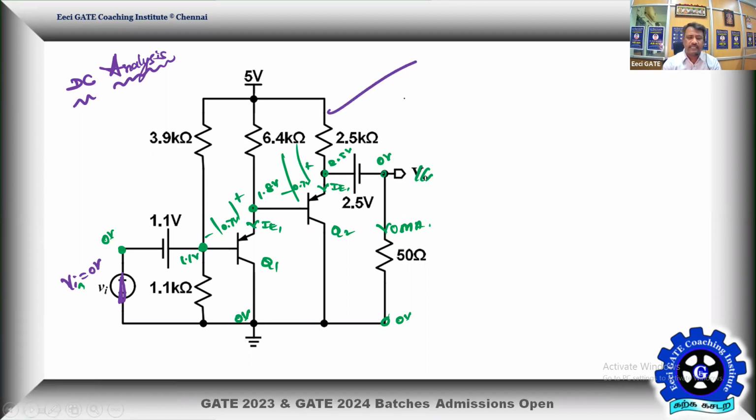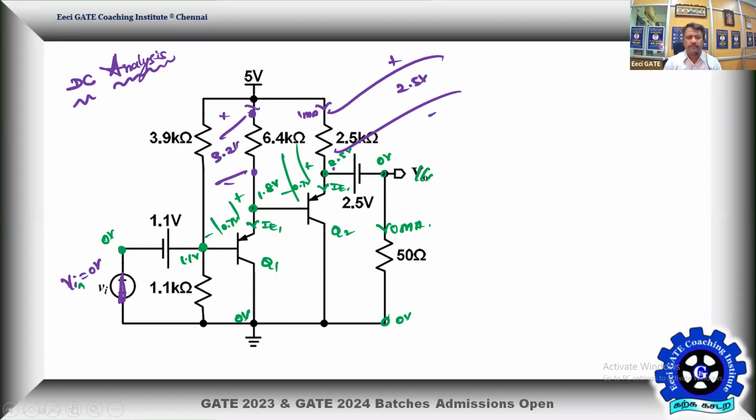Here, what's the voltage across this 2.5K? The bottom is 2.5, the top is 5. So the net difference is going to be 2.5 volt. Therefore, the current in this branch is going to be 1 milliamp. Then here the top is 5 volt and this is 1.8. Therefore, the drop across this will be 5 minus 1.8, where 5 is the higher potential and 1.8 is the lower potential, which will be 3.2 volt.